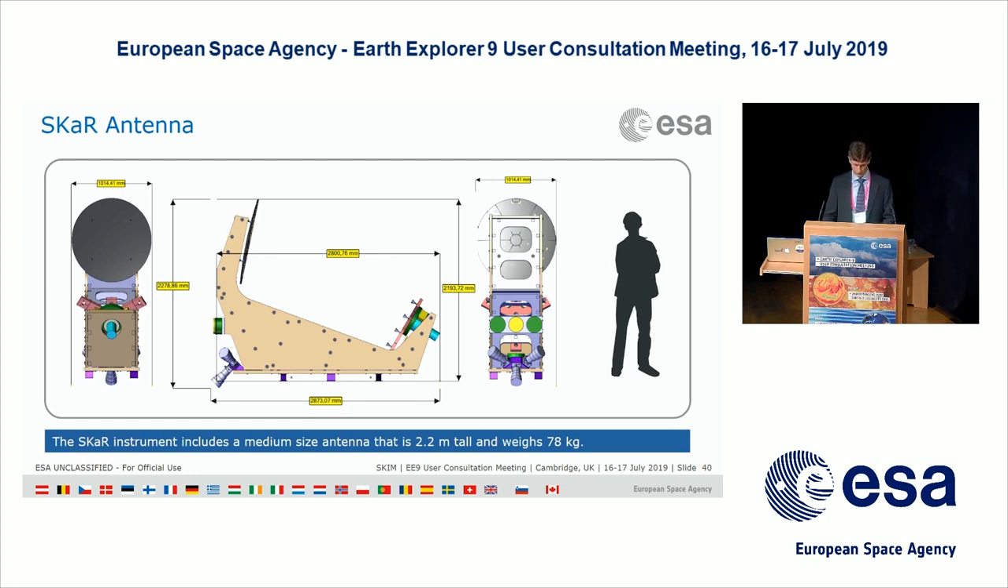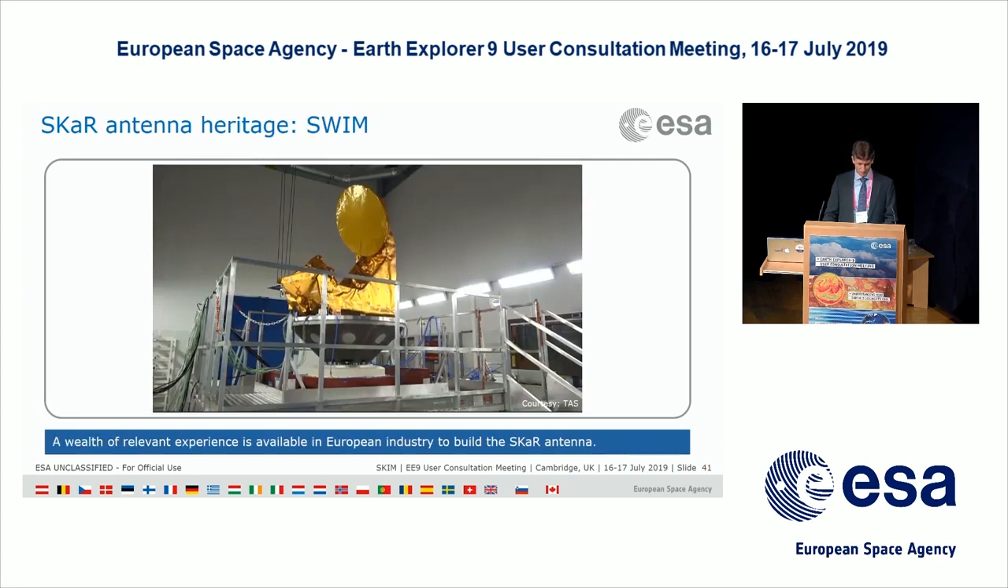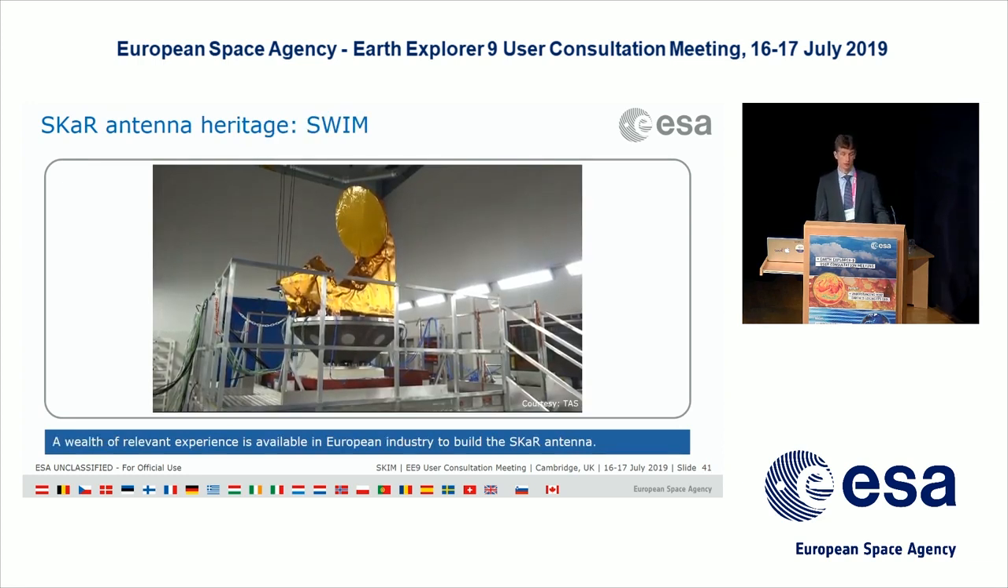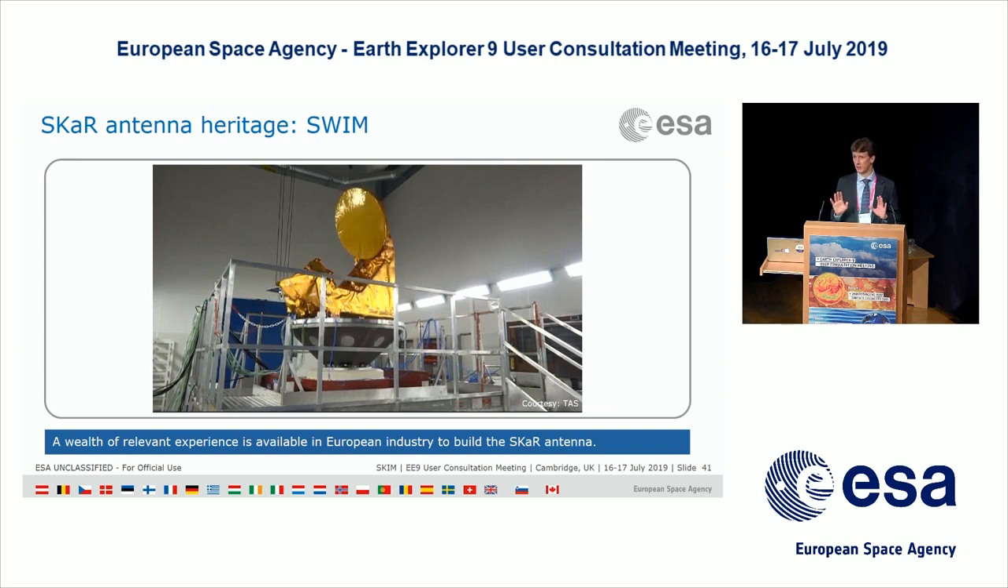This is the SWIM antenna, where we derive a lot of heritage from. It is undergoing vibration testing here. Although it is a very different antenna, because it's a Ku-band antenna and ours is a Ka-band antenna, so it has different dimensions, we cannot underestimate the importance of the wealth of experience and know-how that we derive from this program, because we now know how to design, build, and test such an antenna.